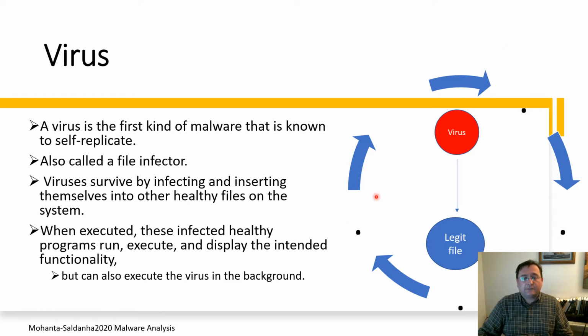it continues to self-replicate and spread by attaching replicas of itself to other files and applications in the system. A virus is also called a file infector because it infects the file, and viruses survive by infecting and inserting themselves into healthy files on the system. So they insert themselves in a legitimate file and proliferate from that file. And when a virus is executed, it infects the healthy programs, which can run, execute, and display the intended functionality by the computer virus.